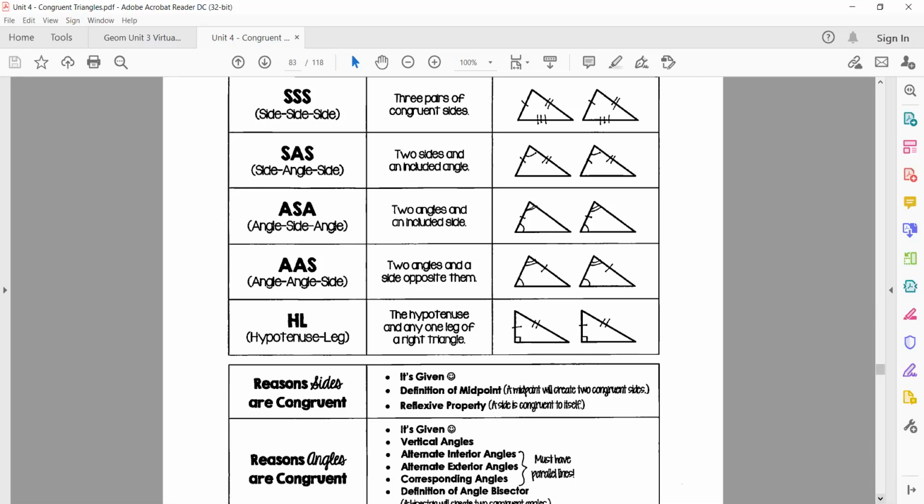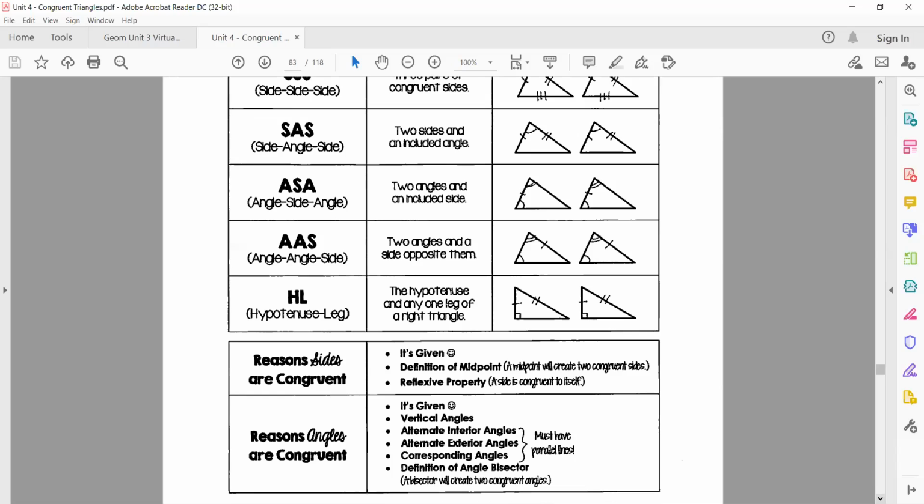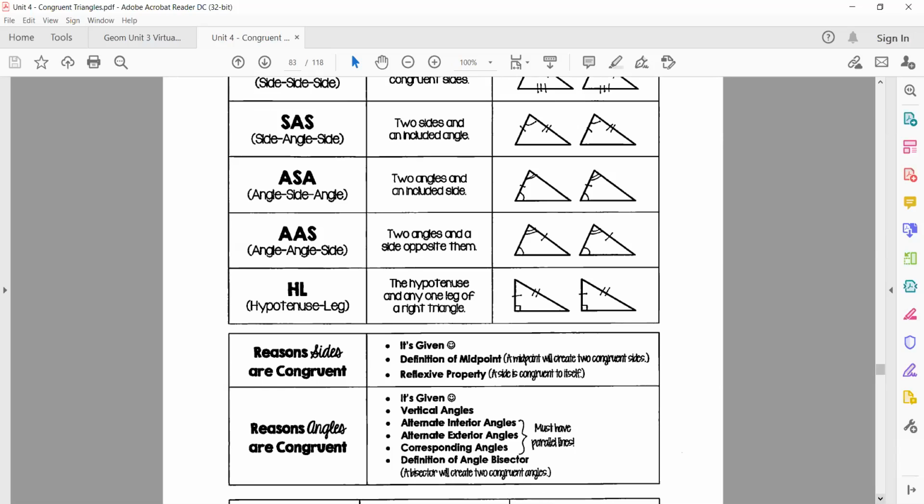Questions on any of those acronyms? You're going to need to use these quite a bit. So make sure you get these written down someplace so that you can refer to them again. And you're going to see why here in just a minute as we actually try to write out a proof.